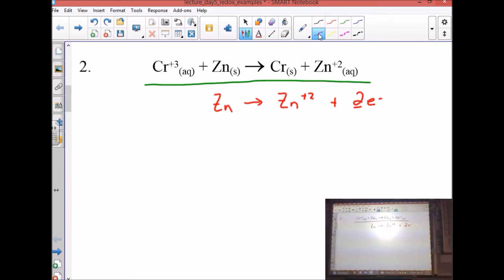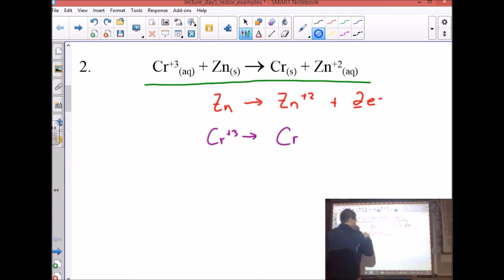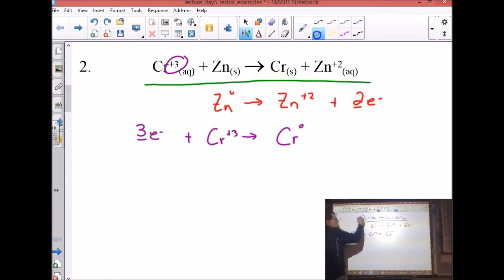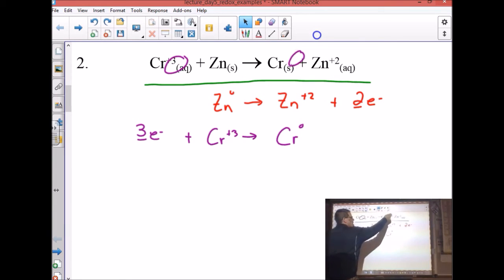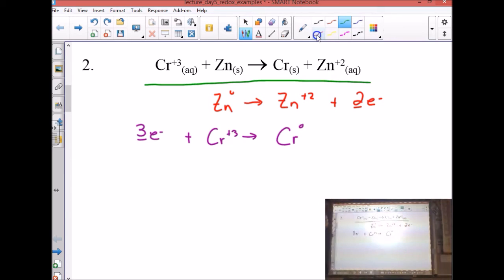So what is the chromium doing? Or, I'm sorry, chromium plus 3. There we go. So it's going from, and I didn't put the charges on there, but again, that's optional. So in this case, how many electrons does it gain? Has a +3 charge. So always look at the charges. It goes from +3 to no charge. So, do we have the same number of electrons on both sides? No, we do not. So we need to multiply the top by 3 and the bottom by 2.